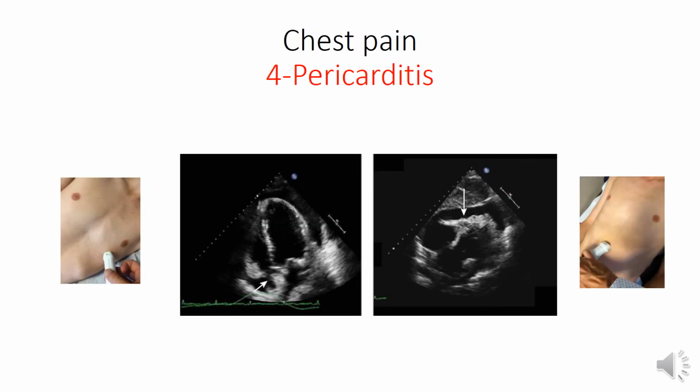Last scenario is pericarditis, a patient coming with pain, most probably pericarditis. Putting the probe just anywhere, you can get this echolucent shadow of pericardial effusion. When we measure pericardial effusion, we measure it at the end diastole, while the ventricle is at its maximum diameter and the effusion is at its least diameter.